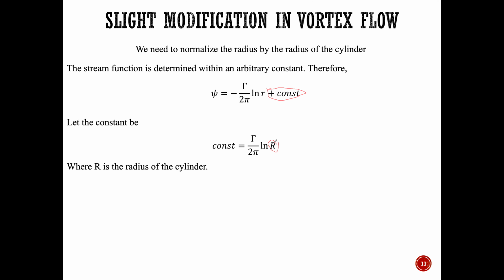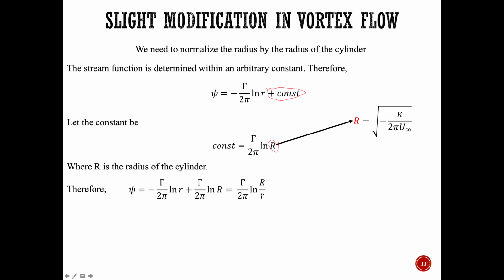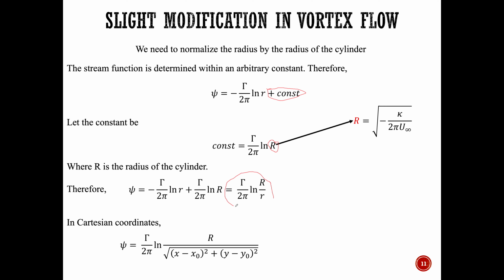We know that r is controlled by the square root of minus kappa by 2 pi V infinity, and again, make sure that kappa is negative. So when you substitute this in here, you get this equation: gamma by 2 pi ln small r plus gamma by 2 pi ln of capital R, which is basically the ratio of the radii. So in the end, you get this term. Now think about it: what happens when this radius, the small r, equals capital R?